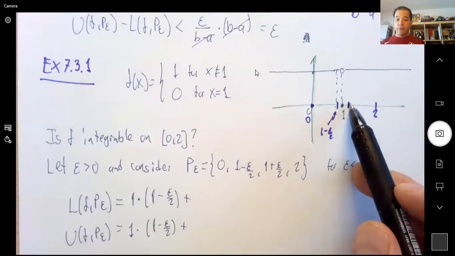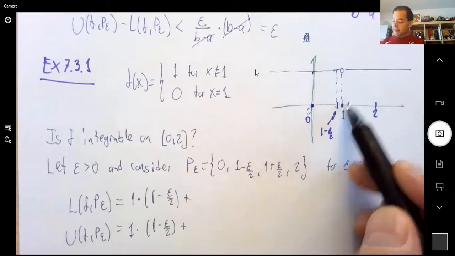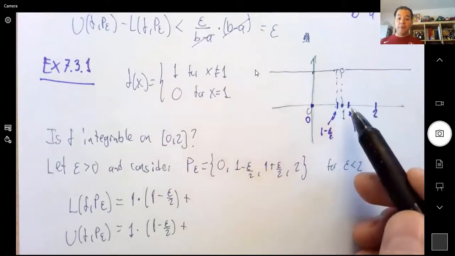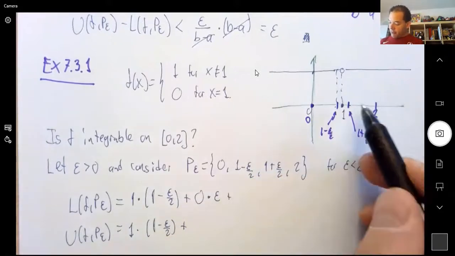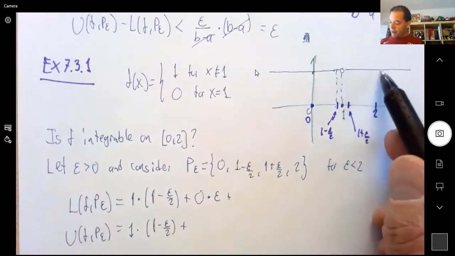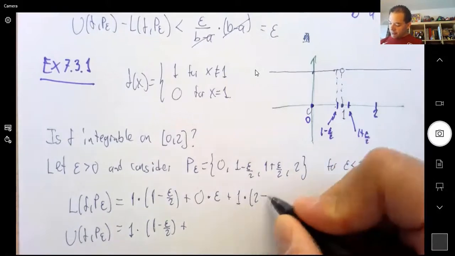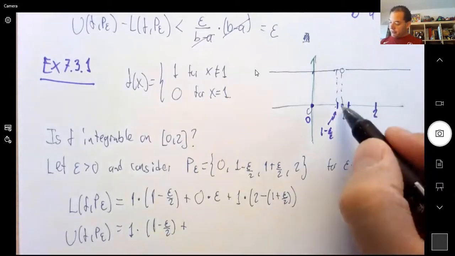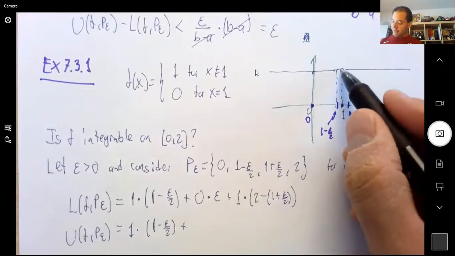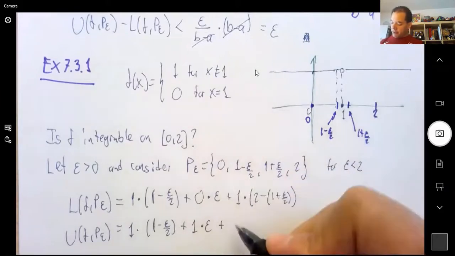Now, what is the infimum in that one? Well, the infimum, see, we have this point that is 0, and all the others are 1. So the infimum is 0, right? So it's 0 times epsilon. And then between 1 plus epsilon over 2 and 2, the infimum is again 1. So 1 times 2 minus 1 plus epsilon over 2. And for the supremum, between here and here is 1, because we have points around where the value is 1. So this one will be 1. And over here, it will be 1 again.